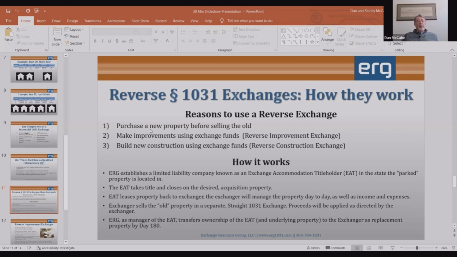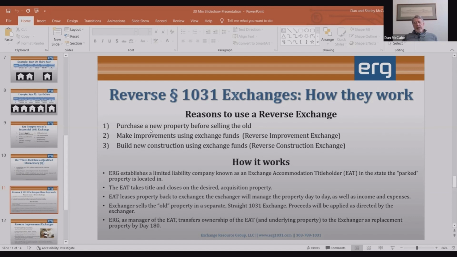Build new construction using exchange funds. We don't do as many of these as the other types because the governmental permitting process for new construction is so slow, but we have actually built from the ground up. And I'm doing one in Texas right now. That's a rather large apartment complex, but they had their ducks in a row and they were ready to seriously rock and roll. And basically, here's how it works.